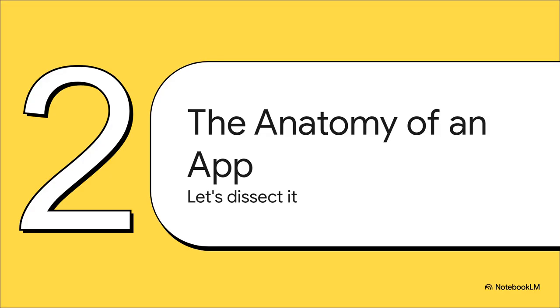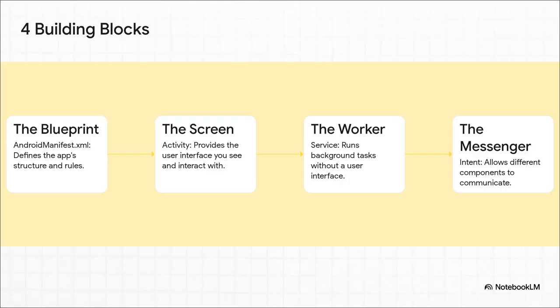All right. Time for the main event. Let's put on our digital lab coats because we're about to perform an anatomy lesson on a typical Android app to see what really makes it tick. Believe it or not, every single Android app is basically built from 4 essential components. You can think of them like this. You've got the blueprint for the whole project, the screen that you actually see, a silent worker that does jobs in the background, and a messenger that runs between all of them. Let's break each one down.